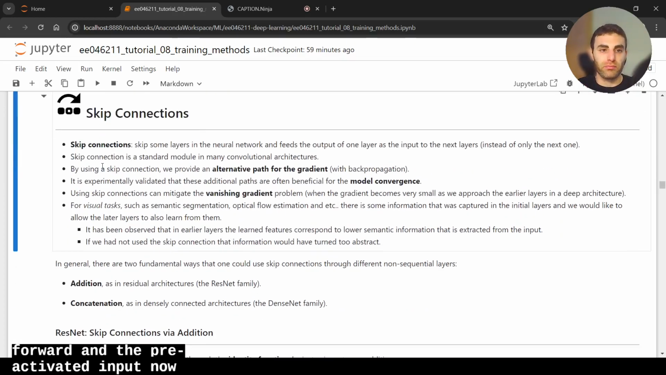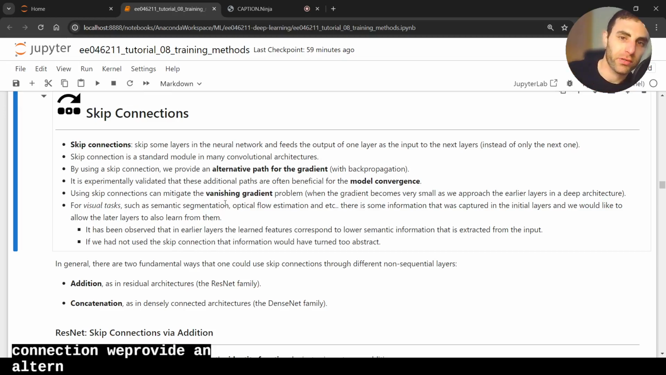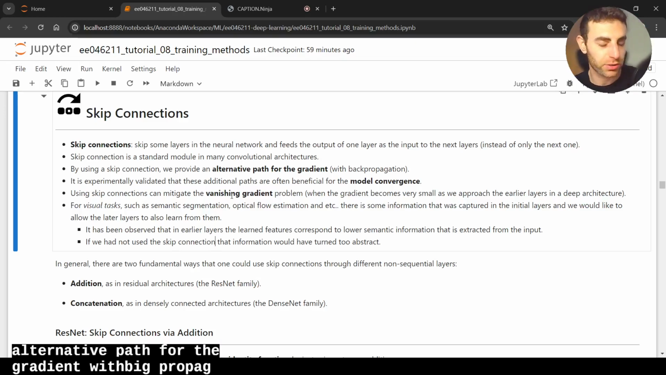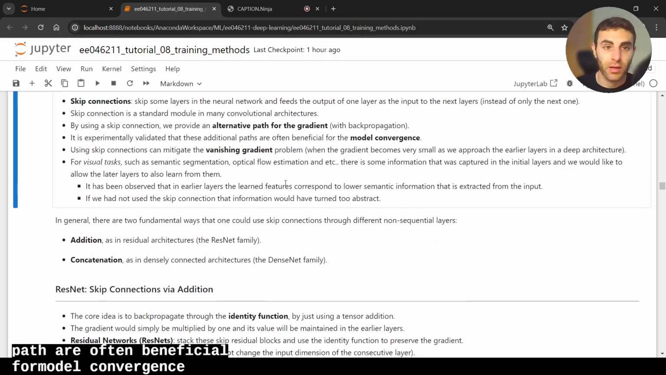Now, we're going to talk about several types of skip connections, and it's quite popular these days, and we've already seen it in transformers, right? We did the skip connection, so we had the add and norm blocks, right? Now, by using a skip connection, we provide an alternative path for the gradient with backpropagation. I'll show you this mathematically in a minute. And it's experimentally validated that these additional paths are often beneficial for model convergence. Now, it can help us mitigate the vanishing gradient problem when the gradients become very small.